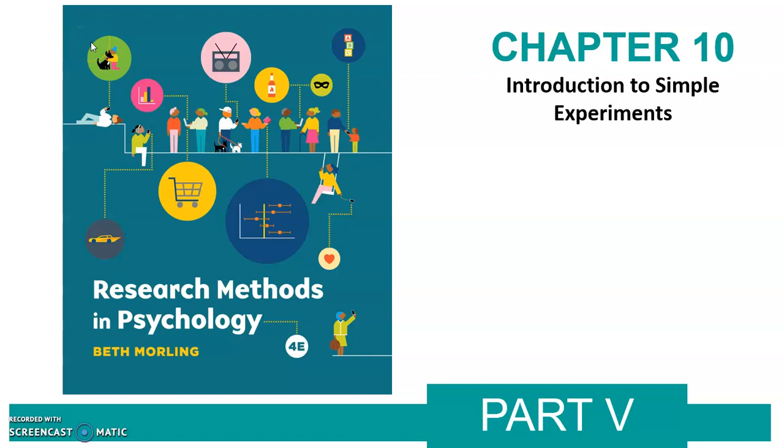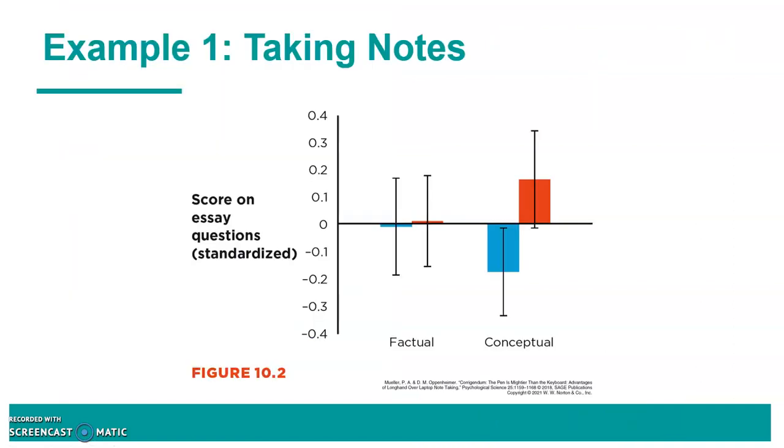Okay, Chapter 10, Experiments. So we've talked a lot about the inability to 100% conclude causation from correlational research, and we're going to talk about how with experiments you can conclude causation. Okay, so here's an example of an experiment referenced in the textbook.